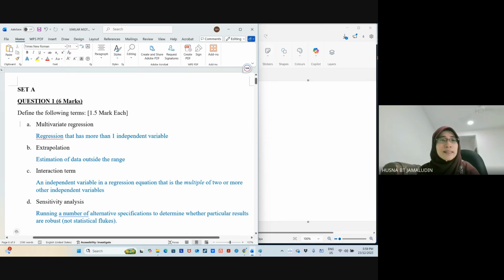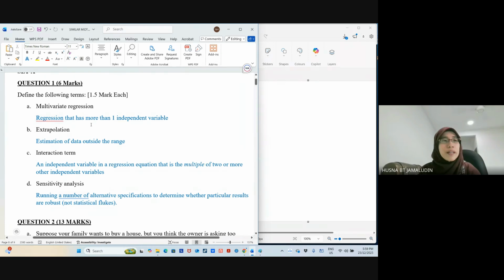So let's look at the first question. Define the following items or terms. For defining, the range of marks may be 0.5 to 1.5. Multivariate regression is something straightforward. What is multivariate regression? It is regression that has more than one independent variable. You can also have single regression, which has one independent variable.